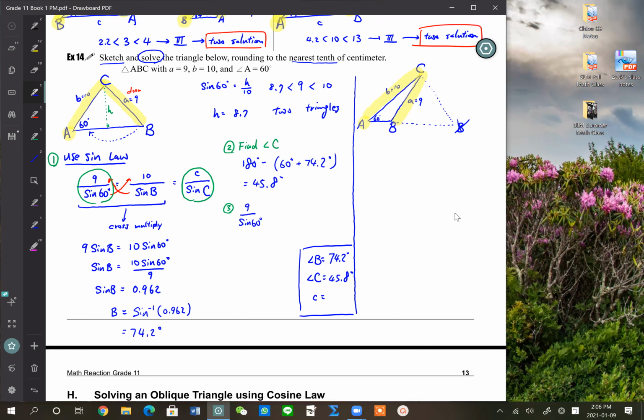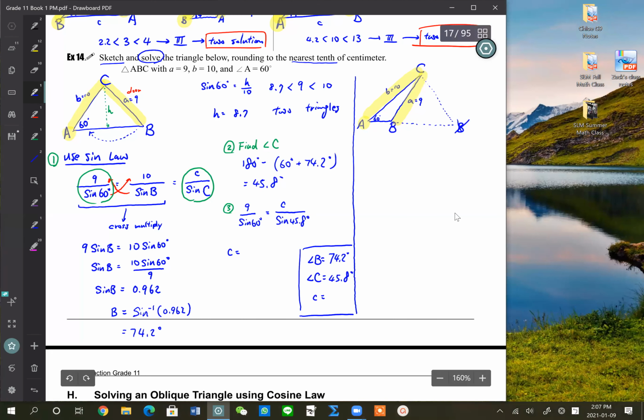use the pair that they give you. It's better, because if you get angle B wrong, your angle C will be wrong too. So everything's connected. So 9 over sine 60 and then side C over sine 45.8. Okay, so from here, please do cross multiply and solve for C. Okay, so you can type it into your calculator. Raise your hand if you get it.